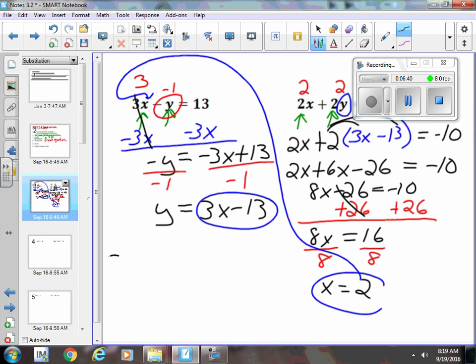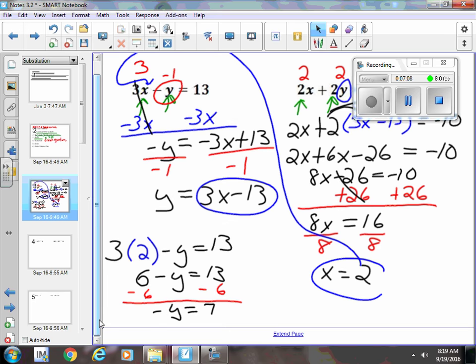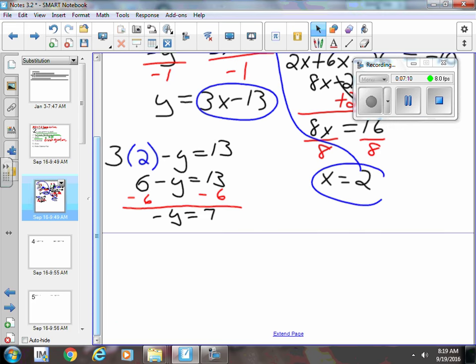So I have now 3, instead of x, I've got 2, minus y equals 13. And now I'm going to solve this. 3 times 2 is 6. Subtract 6 from both sides. Negative y equals 7. Divide both sides by negative 1. Y equals negative 7.